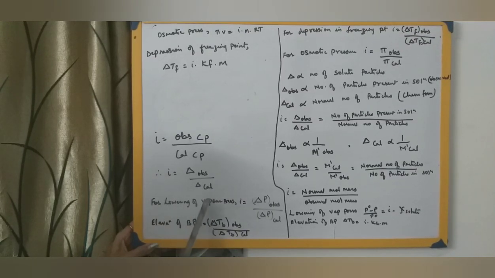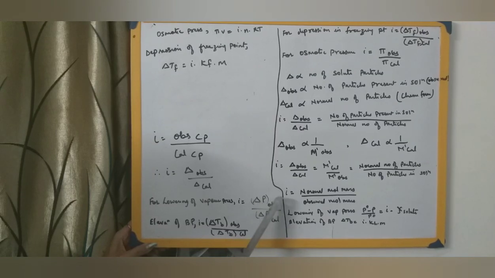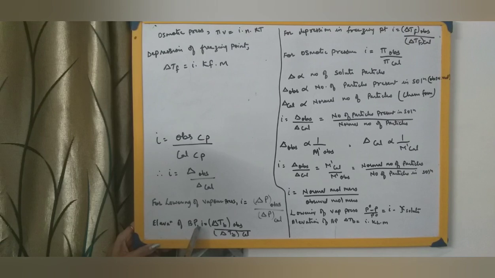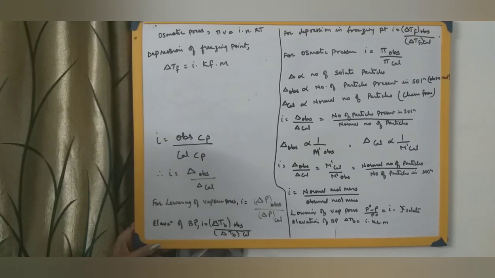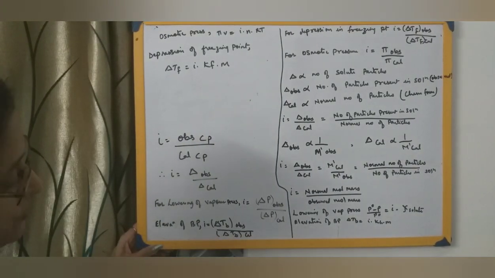So for lowering of vapor pressure, i is equal to the change in pressure, which we represent by delta P, that is delta P observed upon delta P calculated. For elevation of boiling point, i will be equal to the change in the boiling point, delta T, as I explained in the previous video. That is delta TB observed upon delta TB calculated.